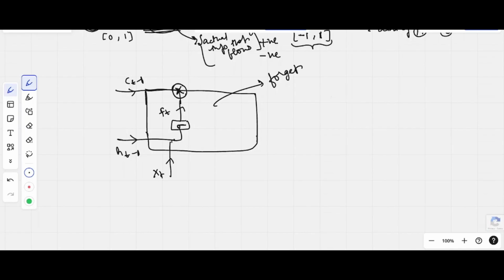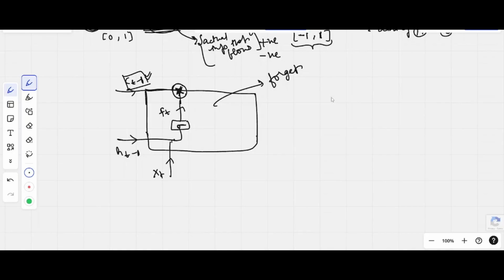So this gate controls what information we need to remove from our memory cell. And what is our memory cell? ct-1 is our memory cell. This is what our cell state is. This is the long term memory that the LSTM is maintaining. So let's say from the previous LSTM we got a long term memory, but based on the current input and the previous hidden state, we want to decide what information is no longer relevant and what information we need to remove from this memory cell.